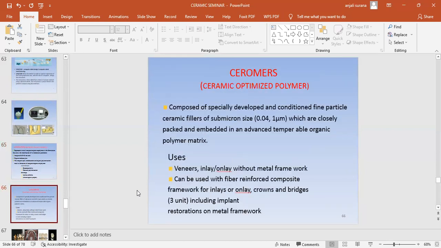Then we have Ceromer. It is a ceramic optimized polymer, a composite of specially developed, conditioned fine particle ceramic fillers, which are closely packed and embedded in the advanced temperable organic polymer matrix. Uses: veneers, inlay, onlay without framework, and it can be used with fiber reinforced composite as the framework for inlays, onlays, crowns and bridges, including implant restoration or metal framework.